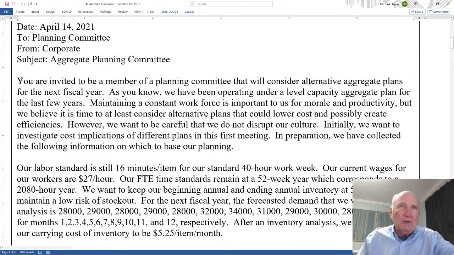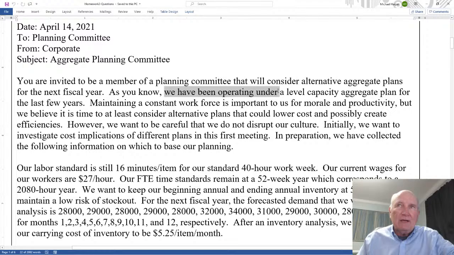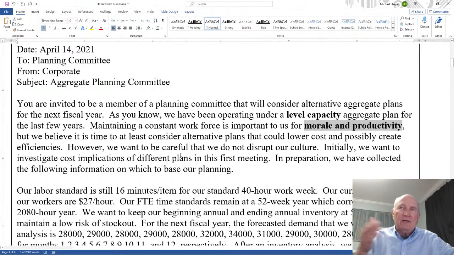First of all, you're invited to be a member of a planning committee that will consider alternative plans for the next fiscal year. As you know, we have been operating under a level capacity strategy, and there again, the level capacity aggregate planning strategy, just to emphasize that, will be important, because that's what they have been operating under. So that's what they're used to, because down here they say maintaining a constant workforce is important to us for morale and productivity. In other words, they're used to the morale and the productivity around a level capacity.